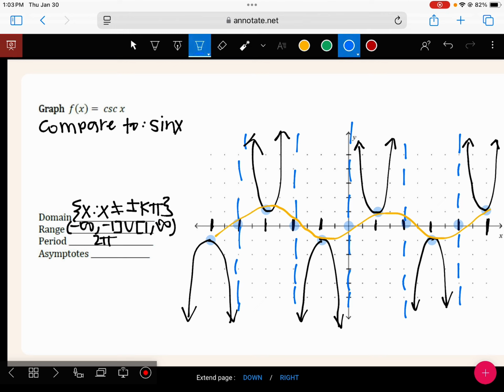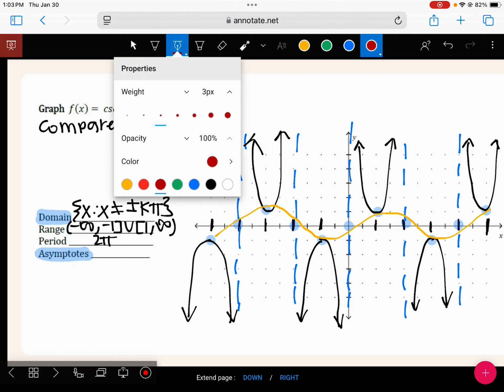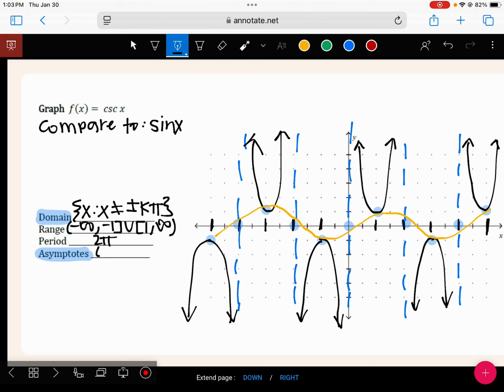And again, remember, your domain and your asymptotes are going to look very similar. So we have x equals plus or minus k pi.